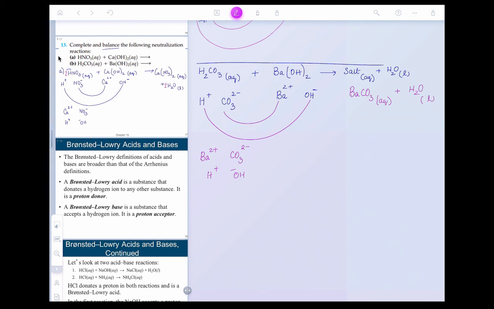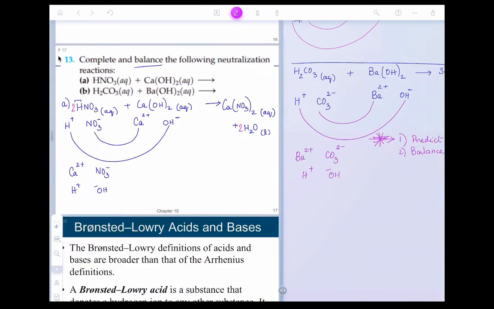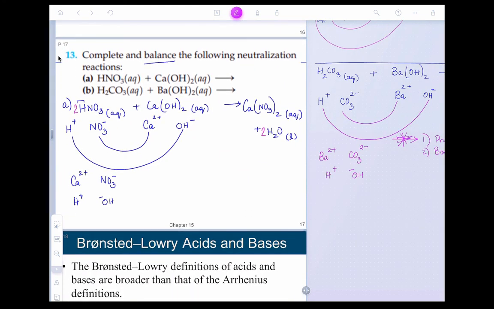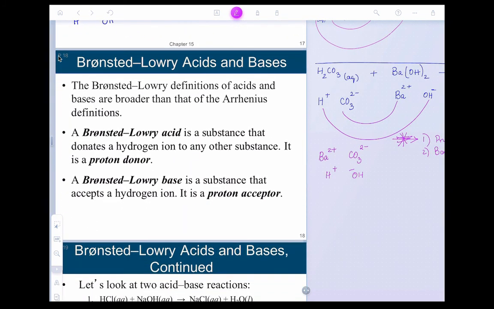You do not have to balance it. It will be all balanced on the left and the right side. So very important, you'll be asked to predict the products of the neutralization reaction and maybe asked to balance the equation. But this is really, really, really important, knowing how to predict the products. So you'll see a question or two on the final.